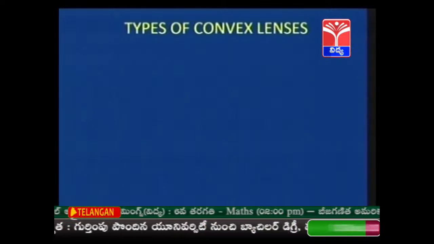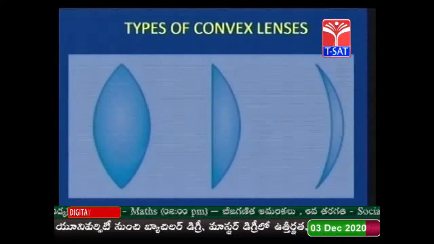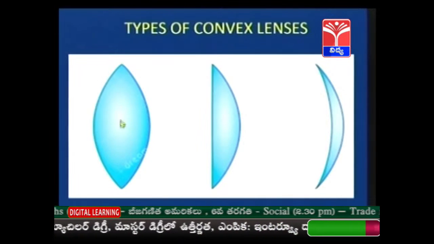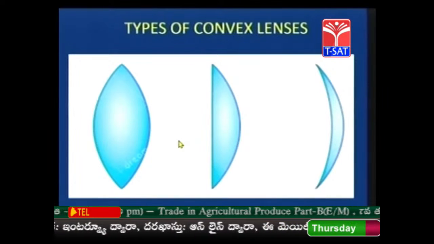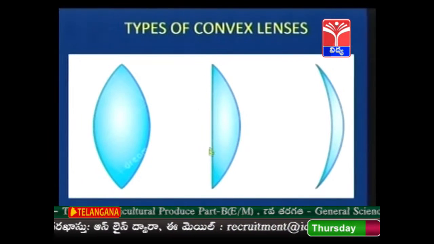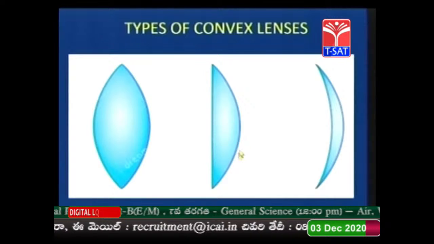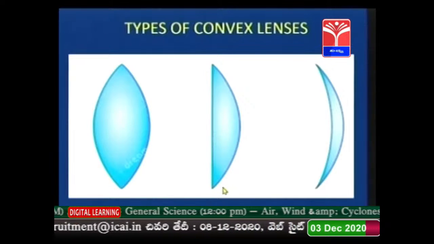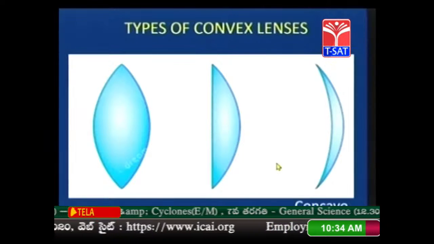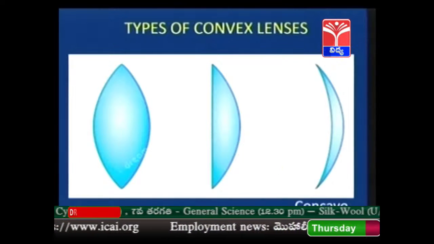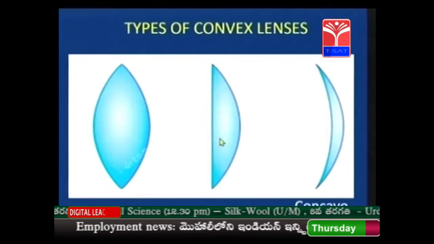Now, different types of convex lenses. The first one is a biconvex lens and the second one is a plano-convex lens, because one surface is a plane one and the other surface is convex. So it is a plano-convex lens, and this is a concavo-convex lens. So these are the three different kinds of convex lenses.